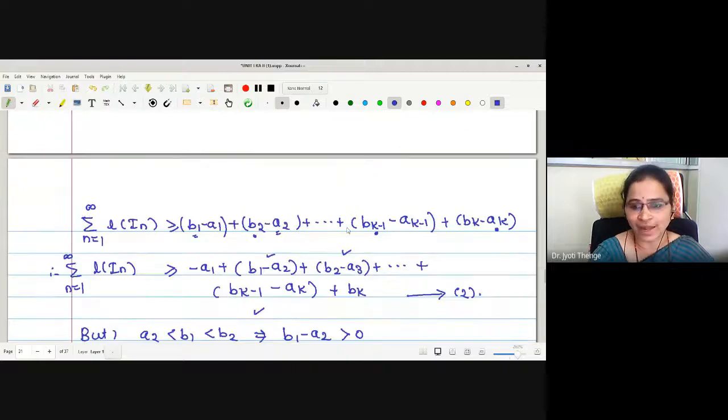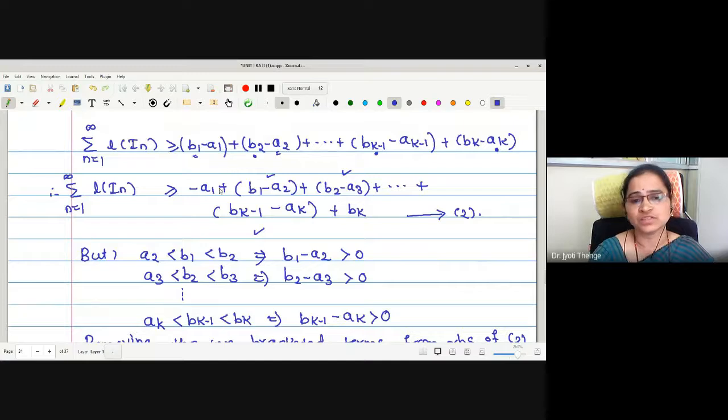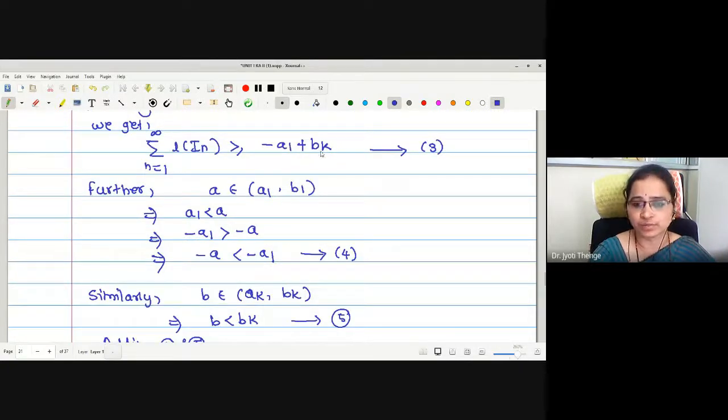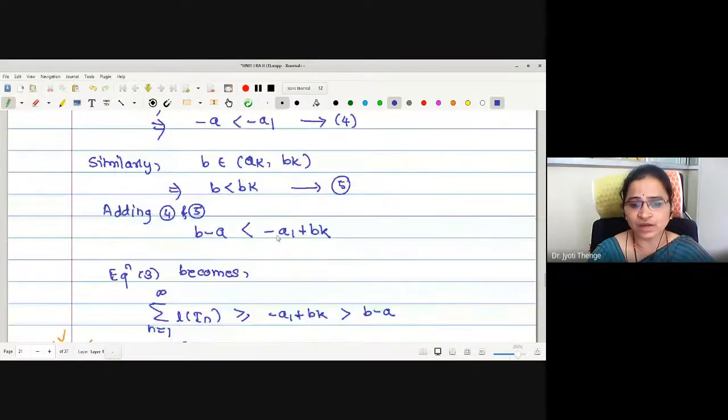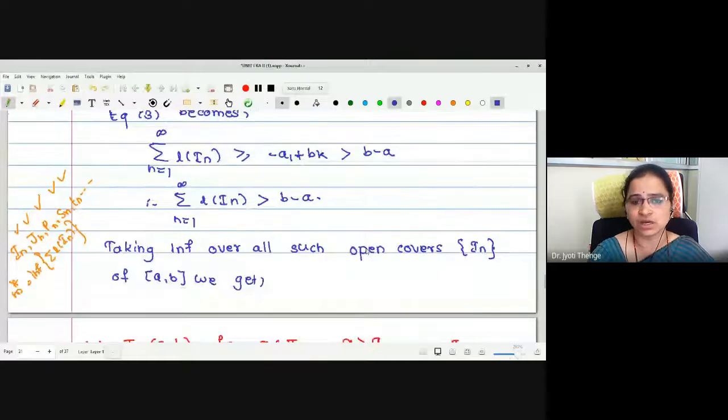Then we have found the length of every subinterval and rearranged the terms. We found that every bracketed term is positive. Removing the bracketed terms on the right hand side, the inequality continues as it is. Therefore, we are left with minus a1 plus bk. But these are the points we have marked. Our aim is to find the value of this in terms of the length of the interval. We found that minus a1 plus bk is greater than b minus a. Substituting here, we obtain this as greater than b minus a.